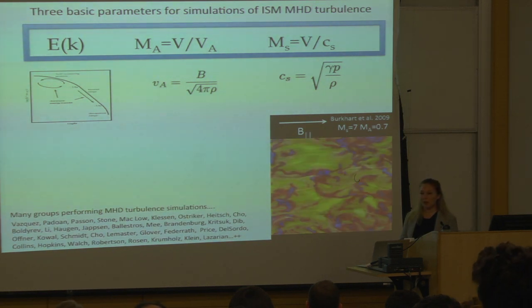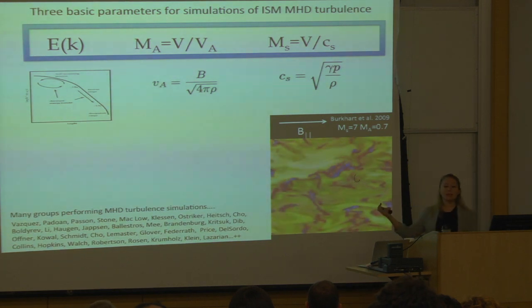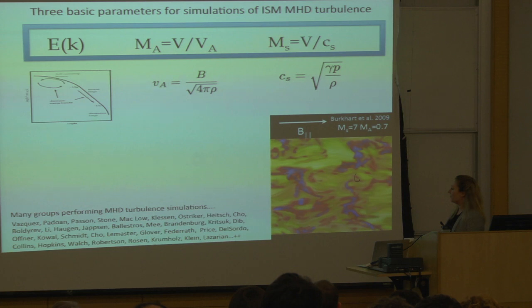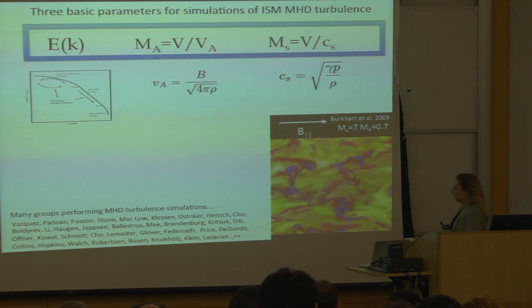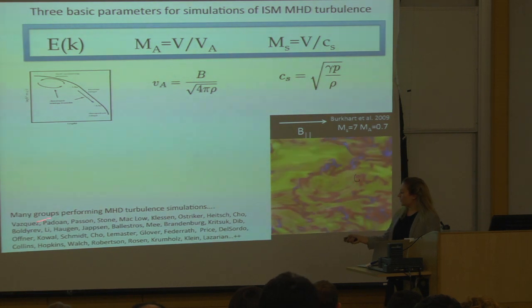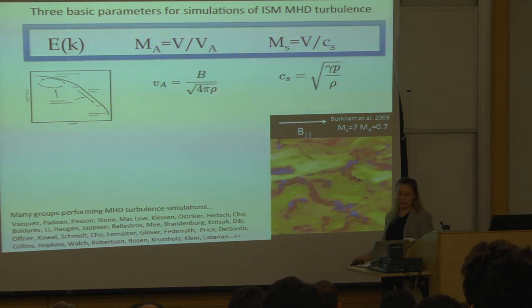If you have a super-Alfvénic flow, basically the turbulence wins, and it pushes around the magnetic field. And you get very different fluid properties in these sorts of simulations. So there's many, you know, the great thing here is that there's many groups that are performing MHD turbulent simulations like this one.